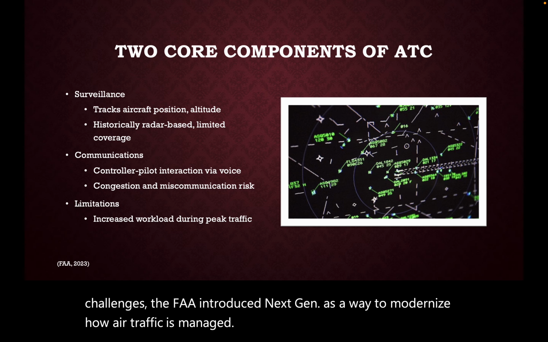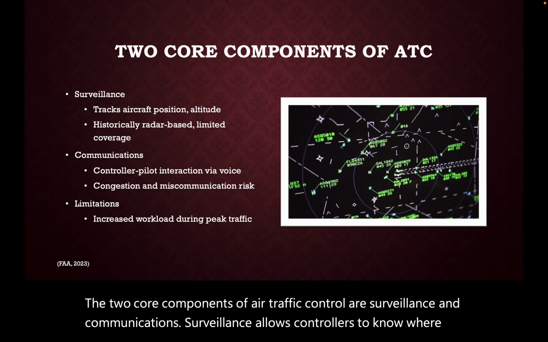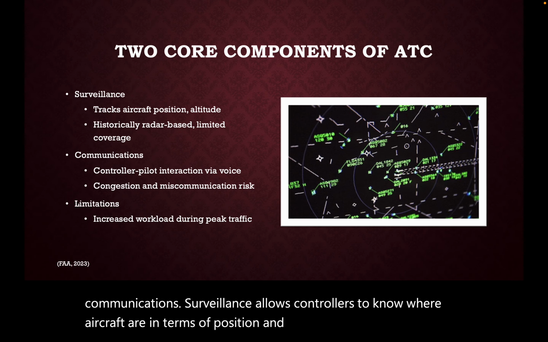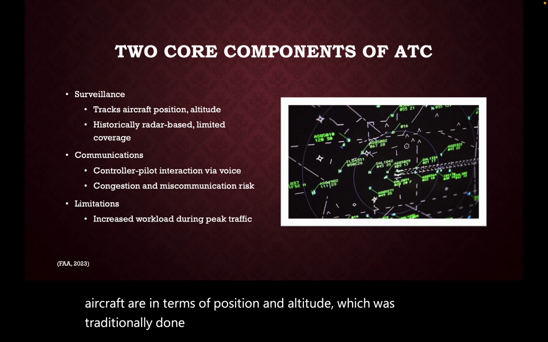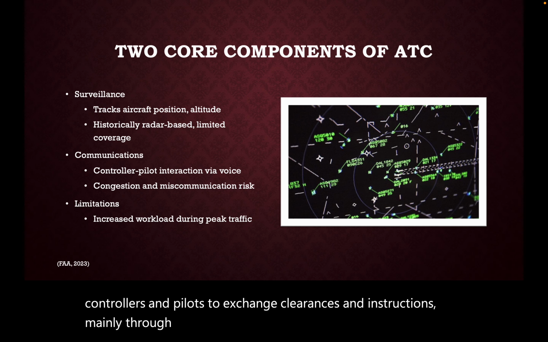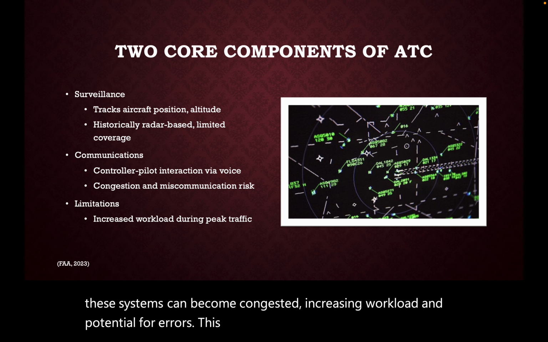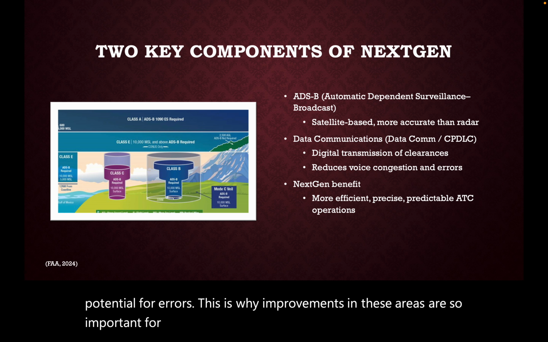The two core components of air traffic control are surveillance and communications. Surveillance allows controllers to know where aircraft are in terms of position and altitude, which was traditionally done using radar systems. Communications allow controllers and pilots to exchange clearances and instructions, mainly through voice radio transmissions. During busy periods, these systems can become congested, increasing workload and potential for errors. This is why improvements in these areas are so important for safety.